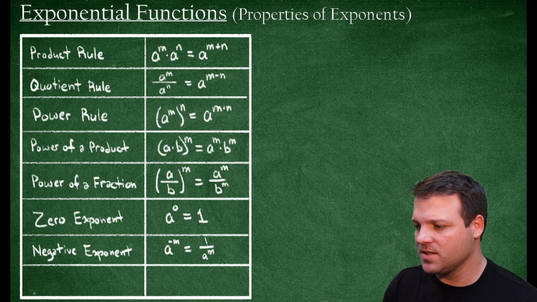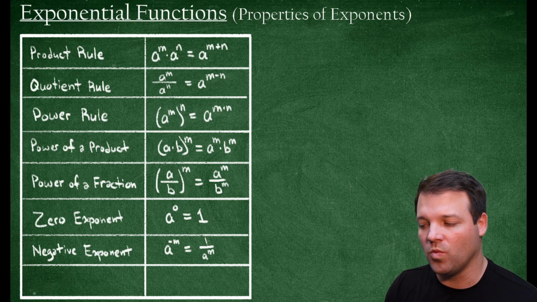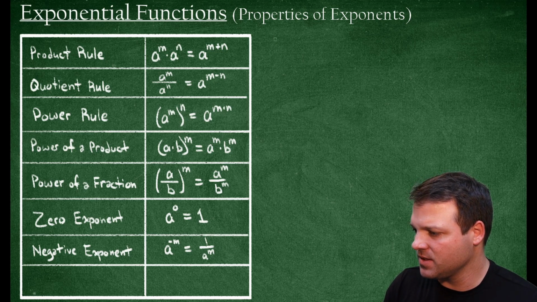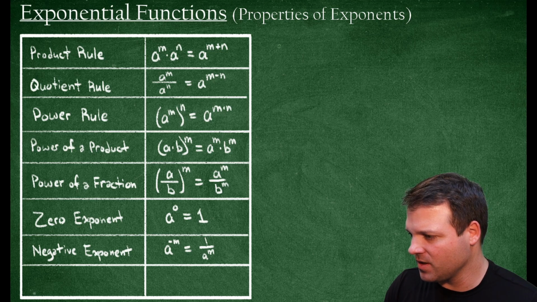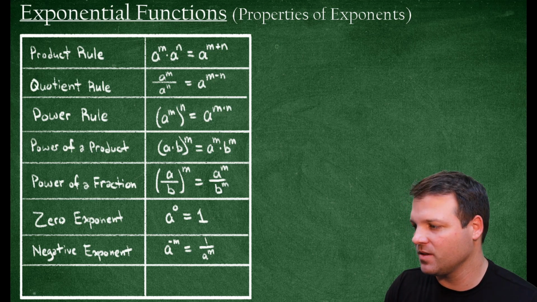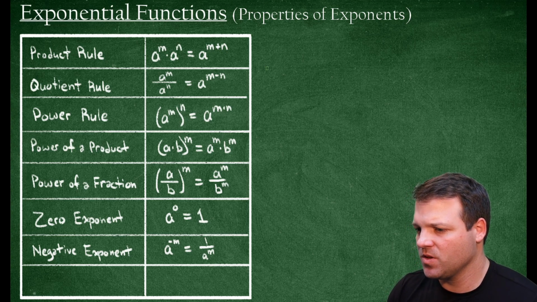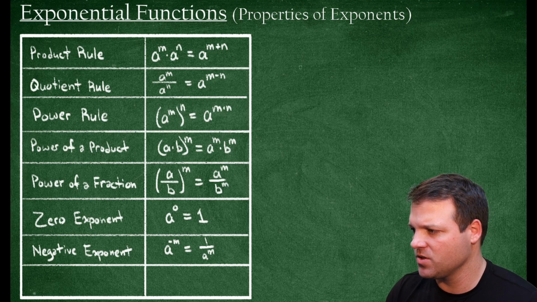Okay, so next is our negative exponent property. So a to the negative m is equal to 1 over a to the m. And let's see here. Is there a way that we can prove this? Let me think about this one. Yeah, so I'm going to go ahead and try to use another relationship for this one to show how this is true.